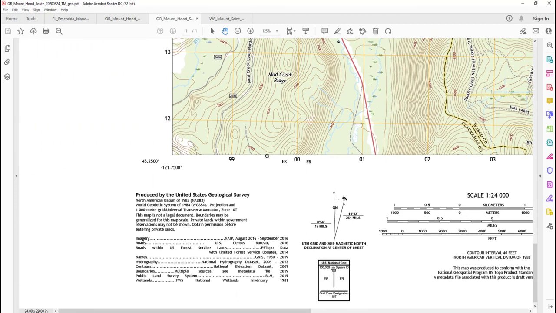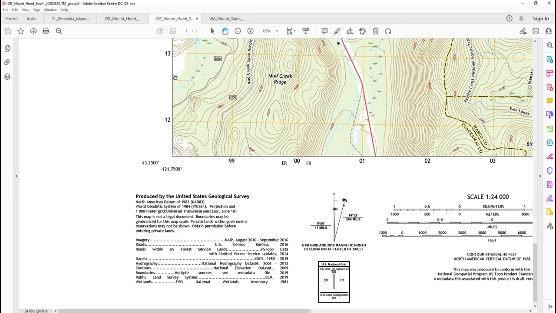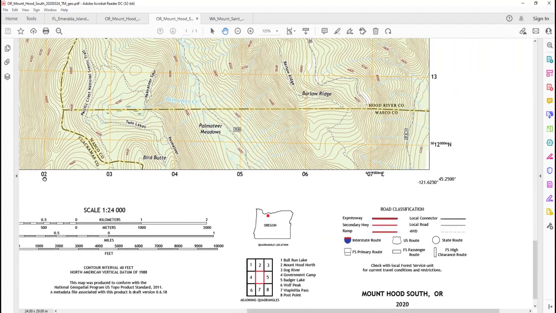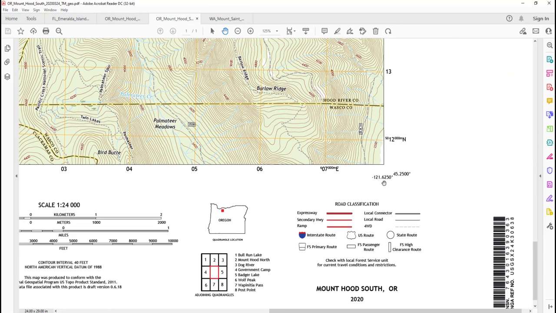We measure distance east or west of the prime meridian using longitude, and lines of longitude run north and south. This corner of the map here, this western edge of the map, is 121.75 west, which we shorthand as negative 121.75 degrees. If I come over here, that number is going to change. 121.62. Right, it's different. Why? It's a different line of longitude.